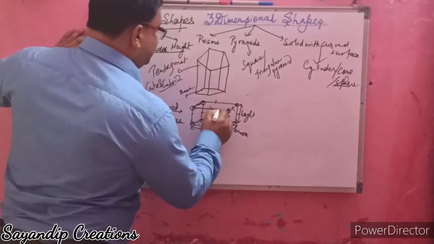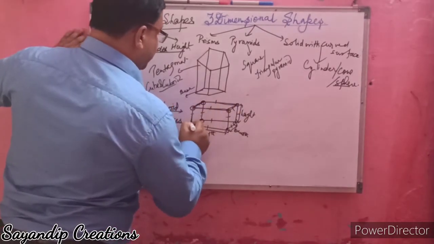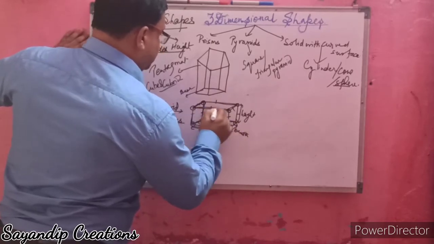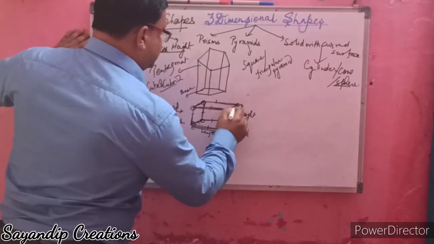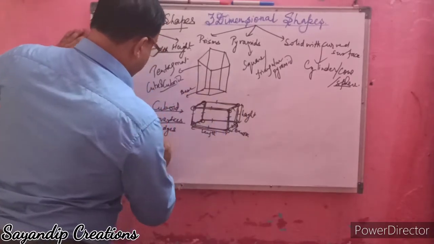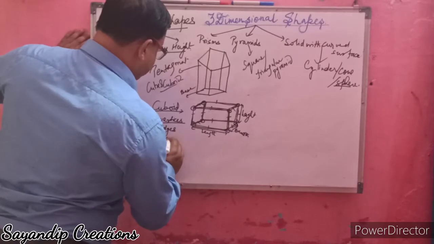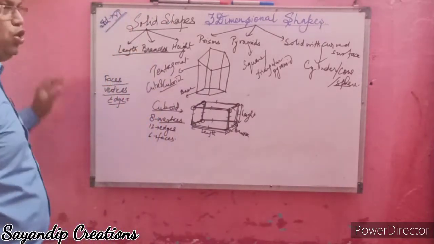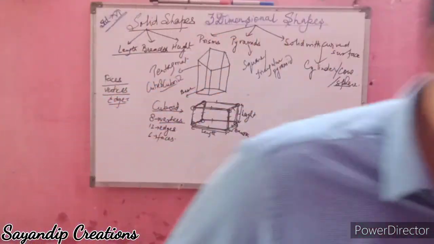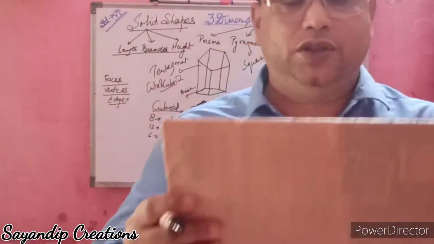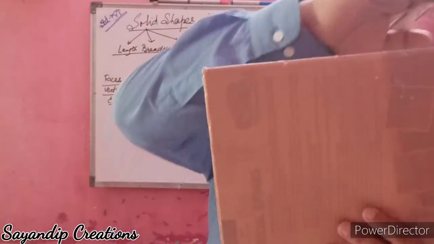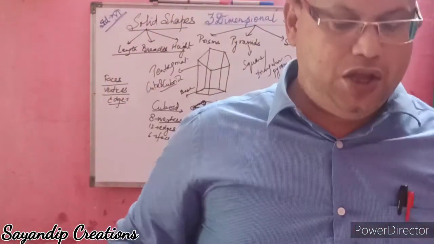And how many faces? This is one face. This is second face. This is third face. This front one is the fourth face. Fifth. And this is the sixth face. It has got six faces. So, like this is a book, it is a cuboid. These are the faces, and these are the vertices.